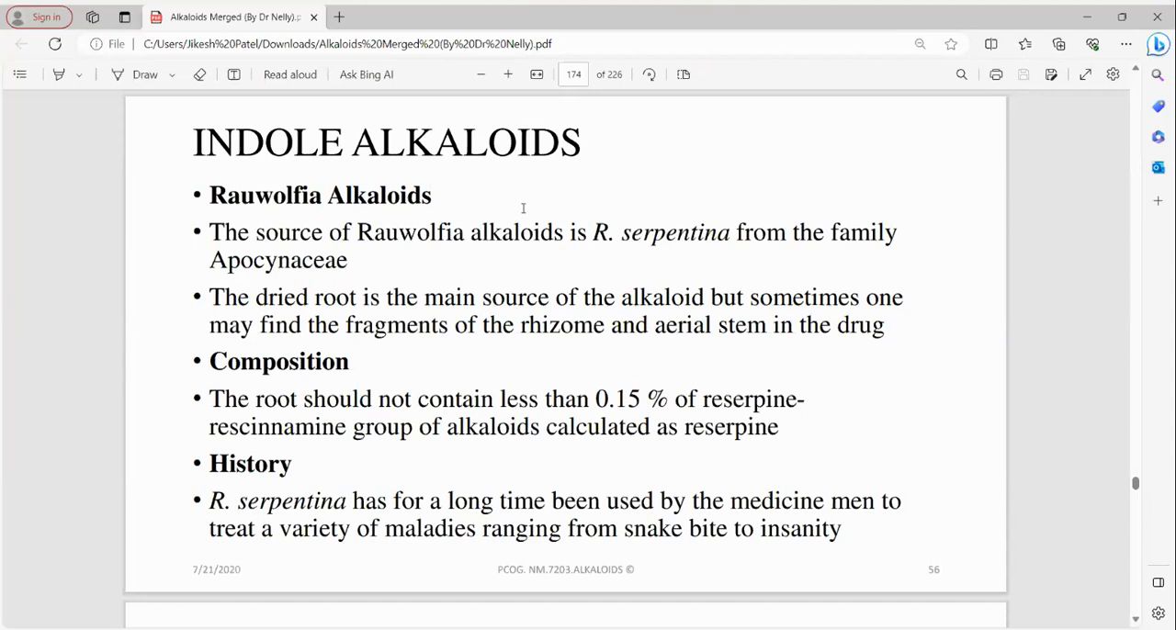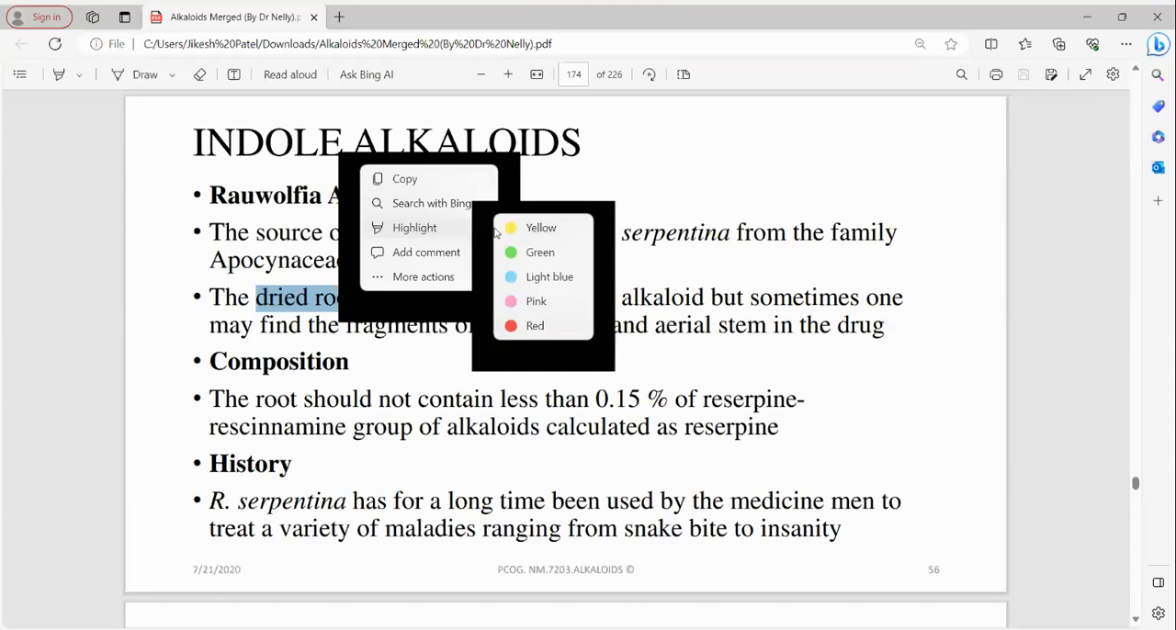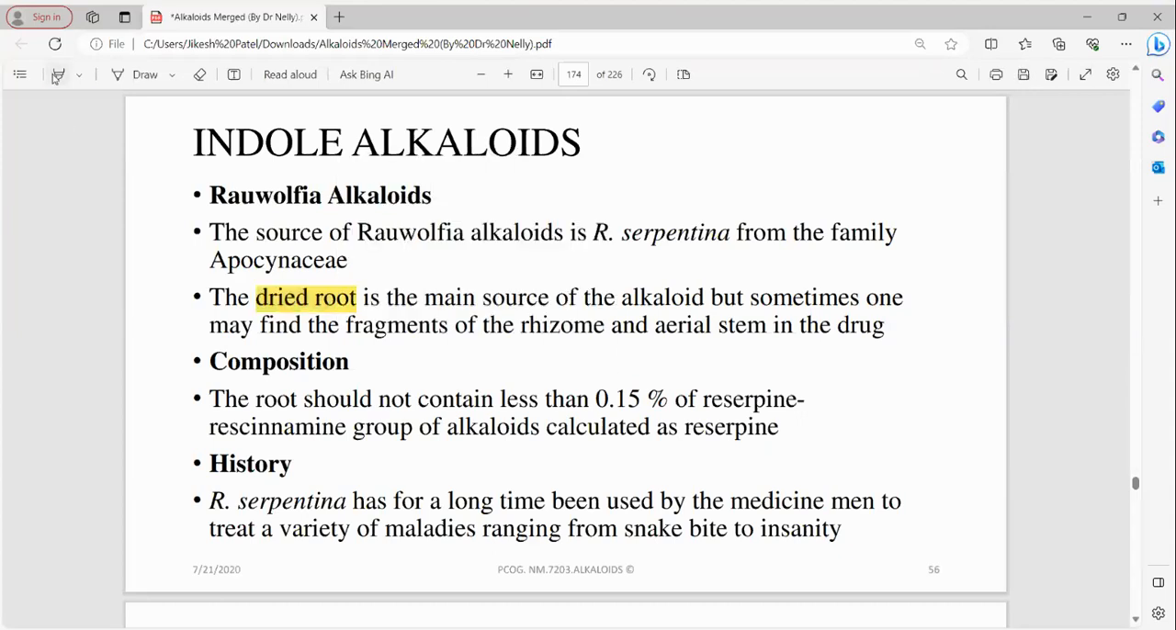Yeah, so we'll start with the Rauwolfia alkaloids, which is Rauwolfia serpentina. That's the name of the plant. The drug we'll get from this is called reserpine. We know reserpine inhibits synthesis of epinephrine by inhibiting tyrosine kinase. But we'll look at that later. Essentially, reserpine inhibits synthesis of epinephrine.